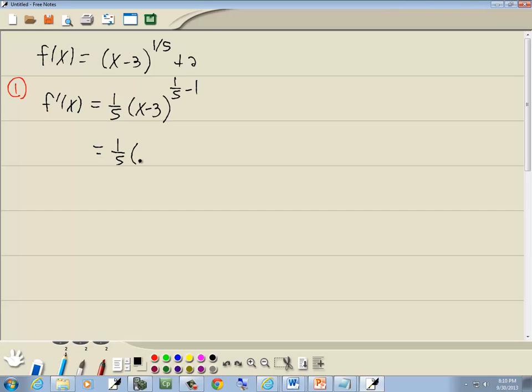So then we've got 1/5 times (x minus 3). 1/5 minus 1 gives you negative 4/5. And we don't want any negative exponents. Now the 5 is already downstairs, so I'll leave it there. But this (x minus 3) to the negative 4/5, I take down to the denominator, and it becomes (x minus 3) to the positive 4/5. And that's our derivative.